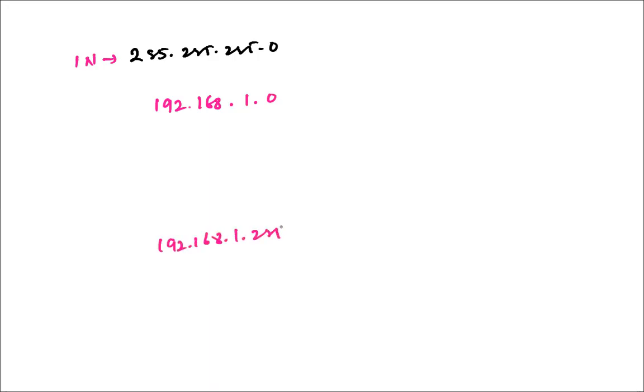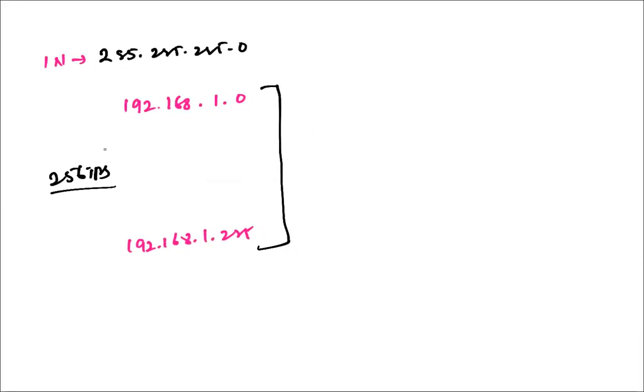With the mask 255.255.255.0, how many networks do we have? Just one network. The network starts from 192.168.1.0, and the last IP address in the network is 192.168.1.255. We have 256 IPs in that one network. This is the default one, which we know already.